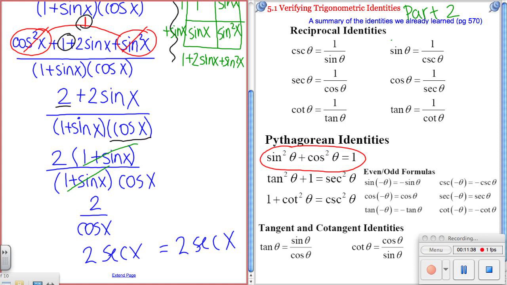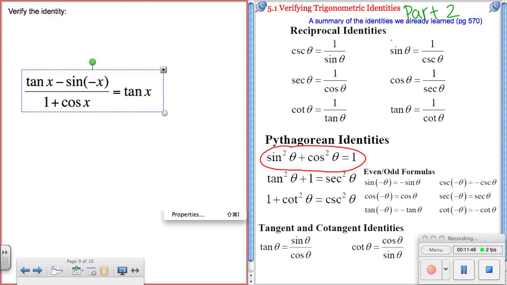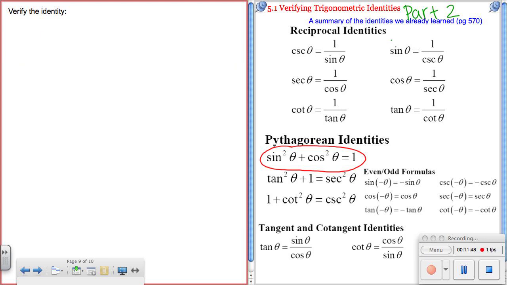We are going to verify one more identity for today. We're going to do one more example, and I'm going to bring up a different example than this one. We are going to start with 1 over 1 plus cosine theta plus 1 over 1 minus cosine theta. And I want to verify that that equals 2 plus 2 cotan squared theta.